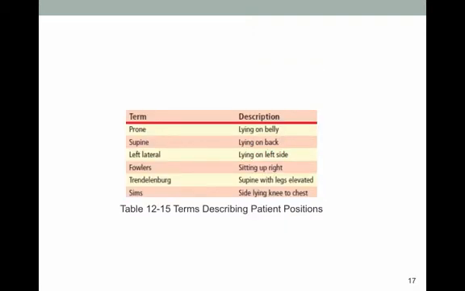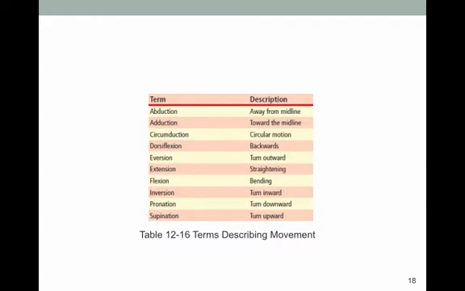Terms describing patient positions, we use these quite commonly. Prone, supine, left lateral, Fowler's, Trendelenburg's, Sims. Terms describing movement: adduction and abduction. Abduction, away from the midline. Adduction, towards the midline. Dorsiflexion, backwards. Eversion, turn outward. Extension, straighten. Flexion, bending. Supination, turn upward.